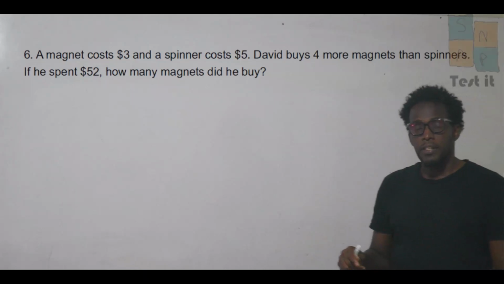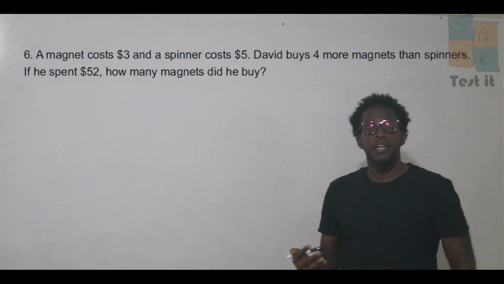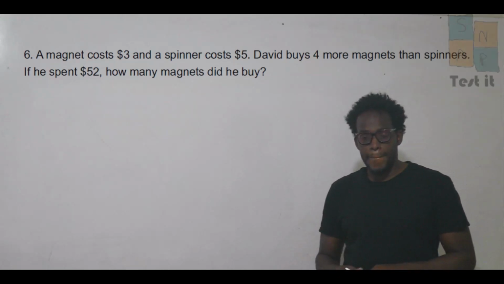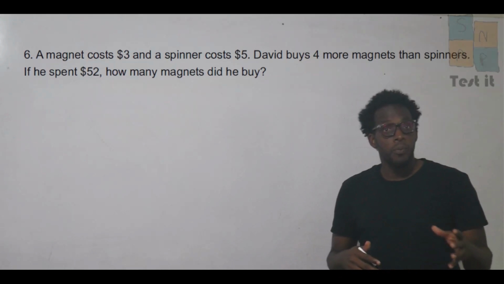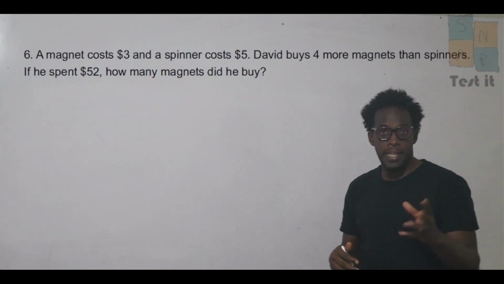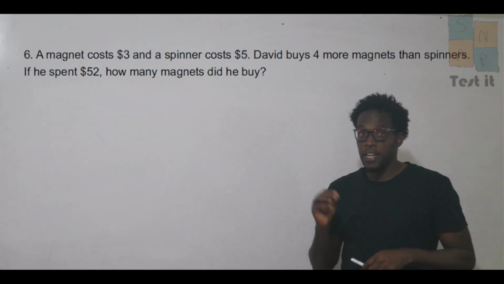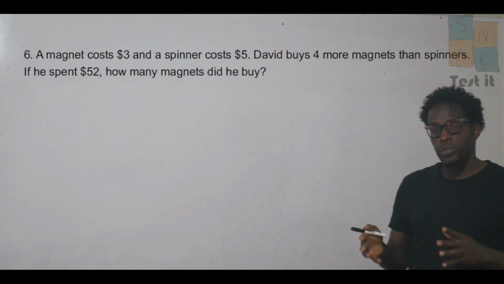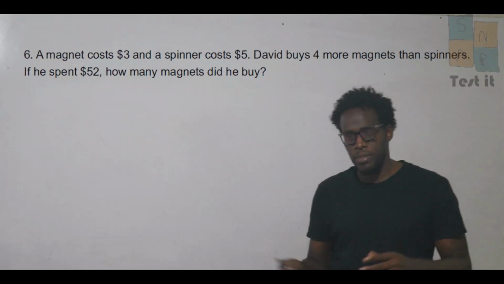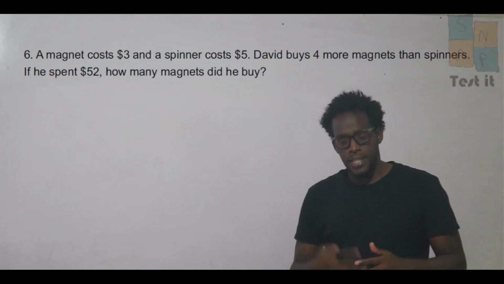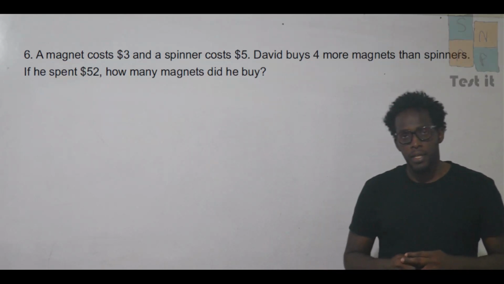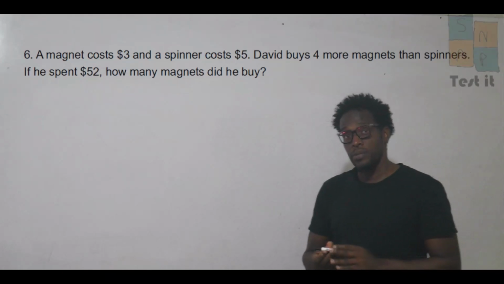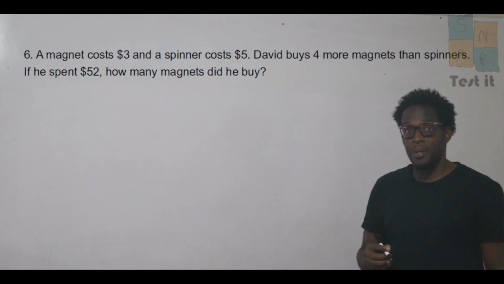Now, think of you being a director, directing David as he buys his magnets and spinners. And he's picking up one item at a time and cashing for it. He's buying 4 more magnets than spinners. Could you imagine what David would pick up first? What would you direct him to pick up first? What would be next? And so on. Think about it.